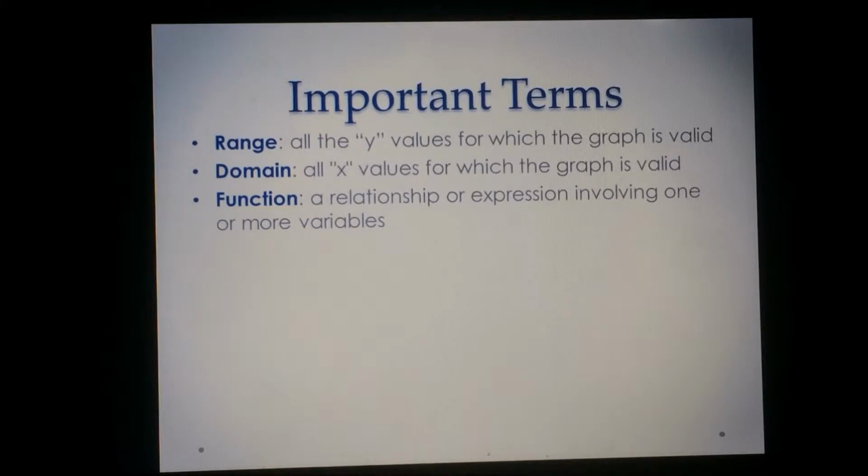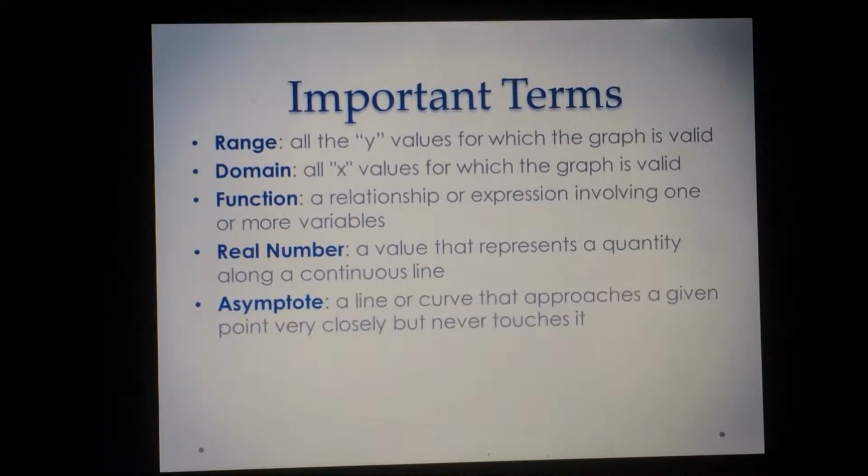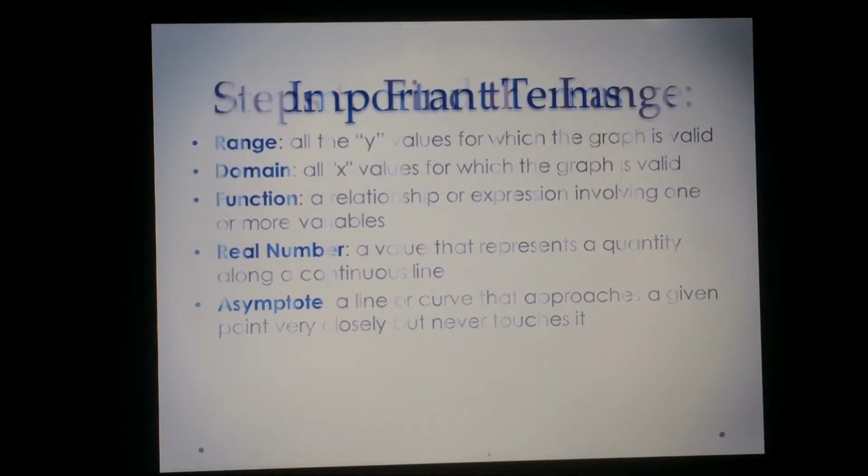A function is a relationship or expression involving one or more variables. A real number is a value that represents a quantity along a continuous line. An asymptote is a line or curve that approaches a given point very closely but never touches it.